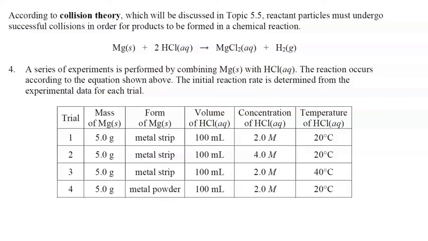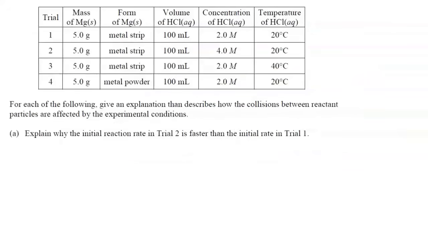Question 4. A series of experiments is performed by combining solid magnesium, Mg, with aqueous hydrochloric acid, HCl. The reaction occurs according to the equation shown above. The initial reaction rate is determined from the experimental data for each trial. Now, in this particular question, variables are changing, and we're going to take a look at concentration, temperature, and surface area.